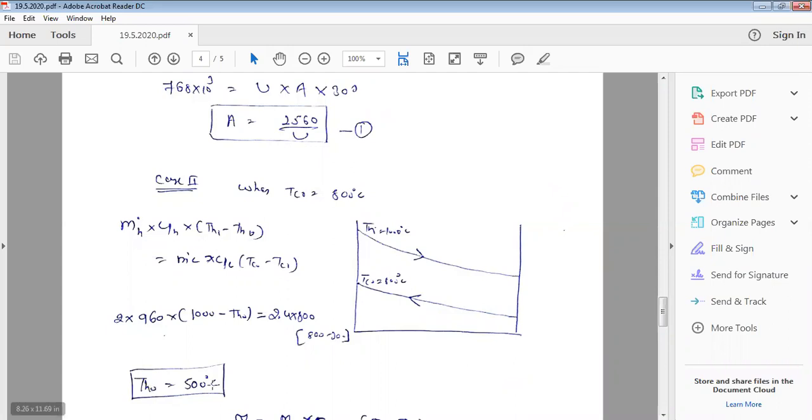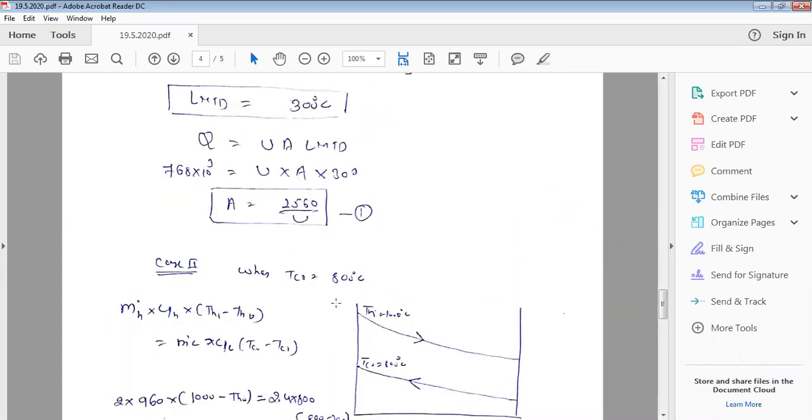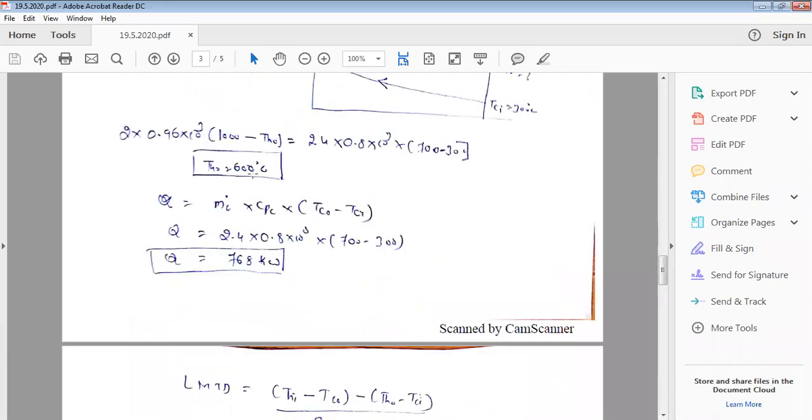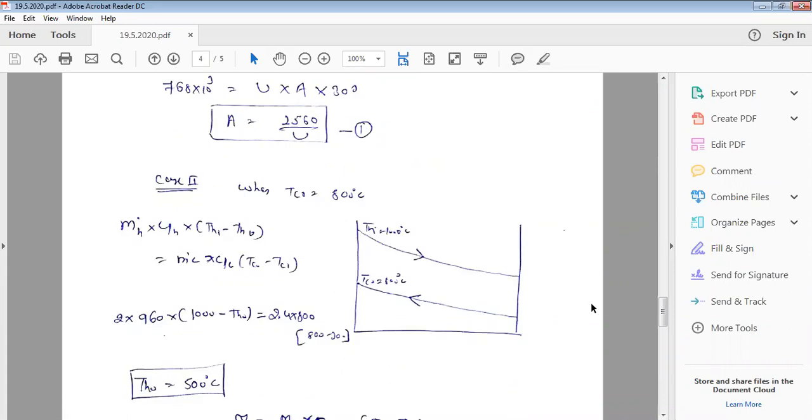Okay, because now from this you'll get to know the hot fluid outlet temperature of 500 degrees Celsius. In the earlier case, what I have given, it is 600 degrees Celsius. Got it? 100 degrees Celsius difference is there, in the sense that when it comes out of the system, more amount of heat is already given to the cold fluid.